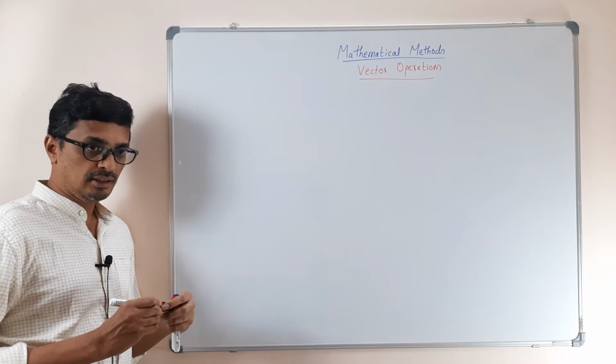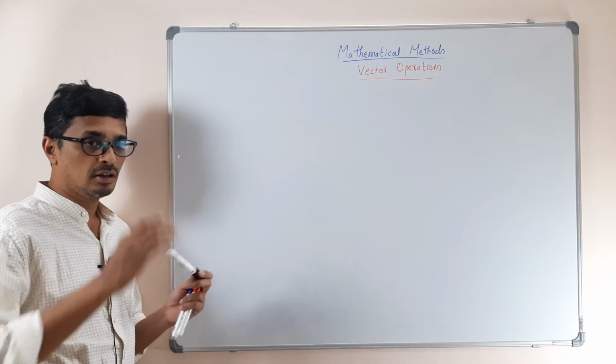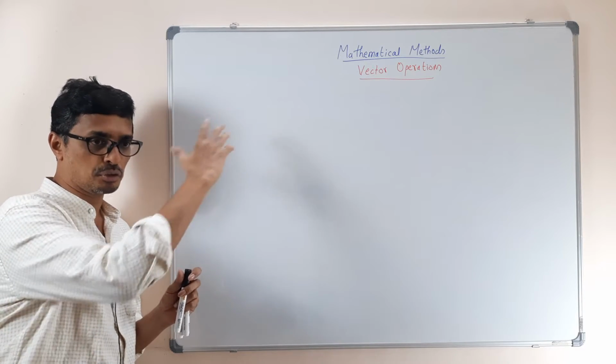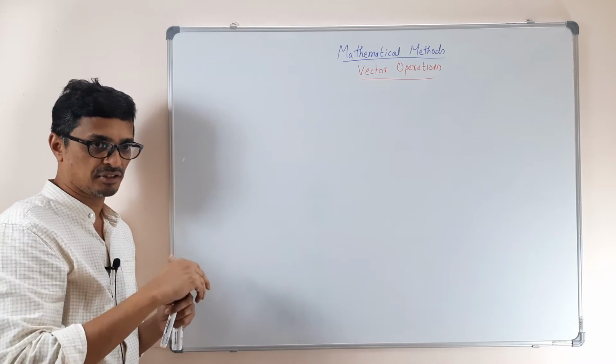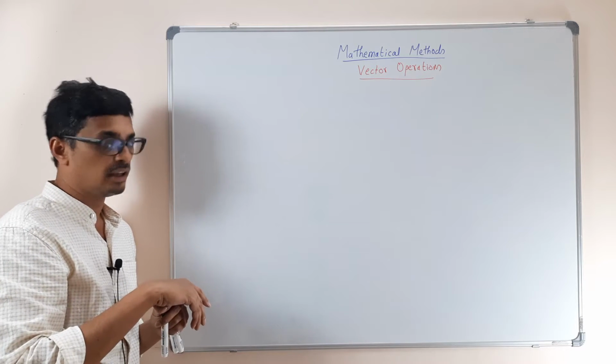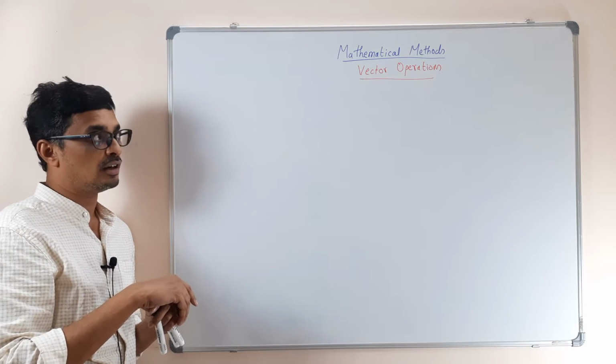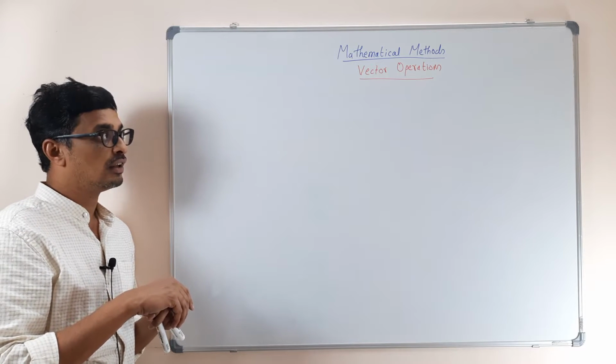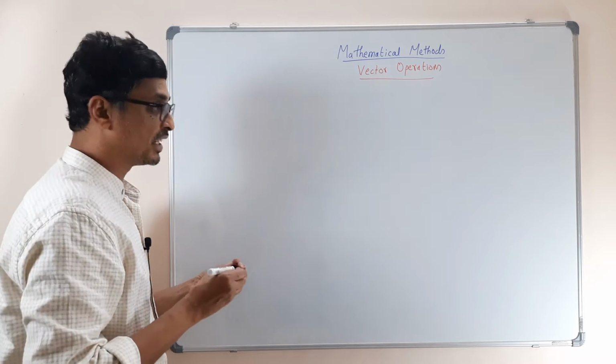In the earlier lecture, we saw vectors. The physical quantities are divided into two, basically vectors and scalars, where vectors have a direction. Then we discussed the different types of vectors. Before that, we saw how we represent a vector.